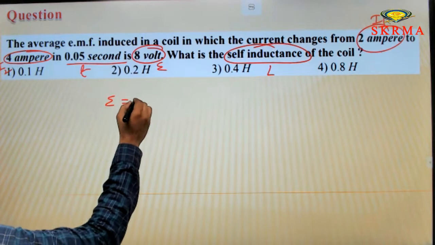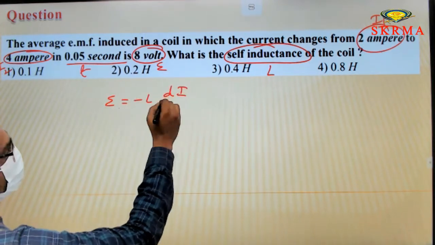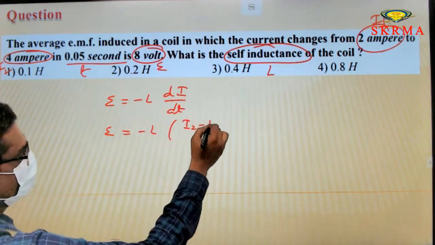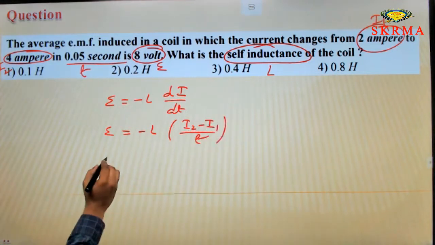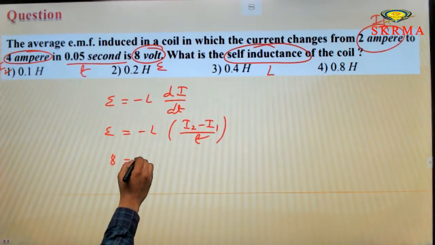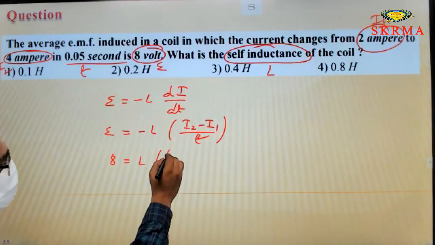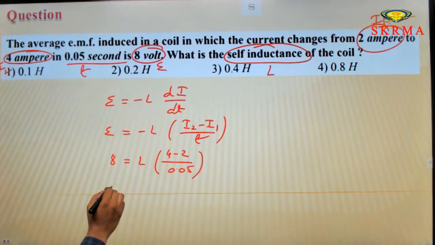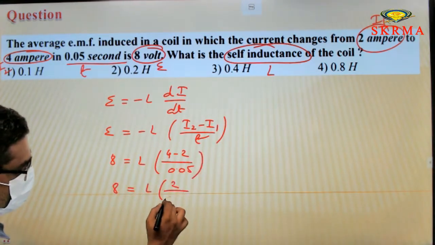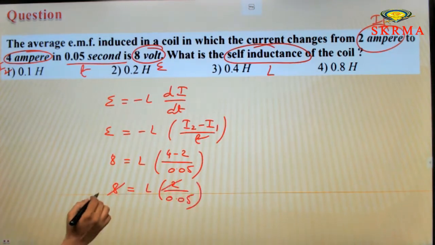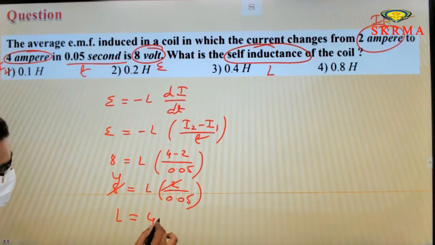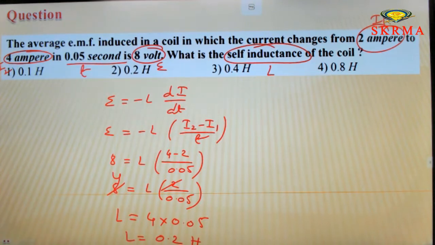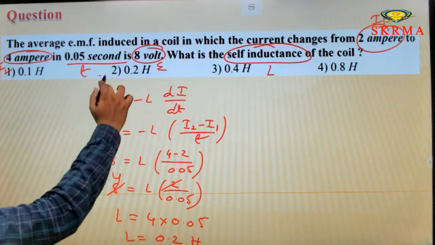What is the relation between these quantities? Induced EMF across the inductor, minus L into di by dt, or E equal to L into I2 minus I1 by T. Substitute the values. Induced EMF is 8 volt. L you have to calculate. I2 minus I1, 4 minus 2. Time taken 0.05. Cancel this one 4 times. Then L equal to 4 into 0.05, that equal to 0.2 Henry. Second option is the correct one.